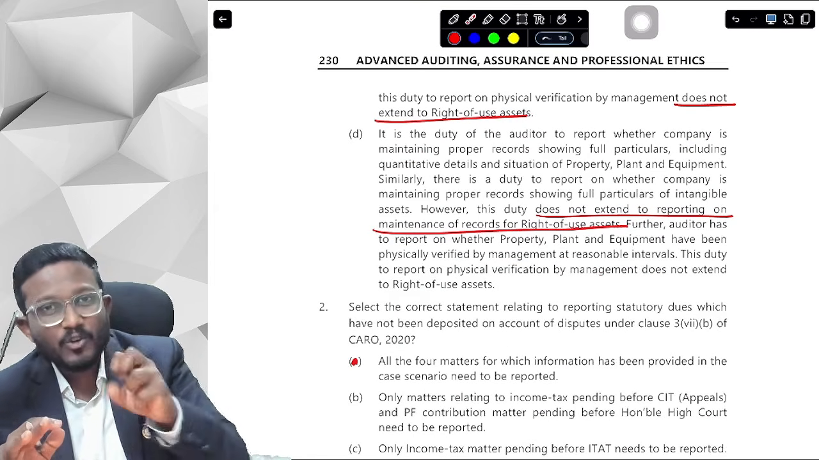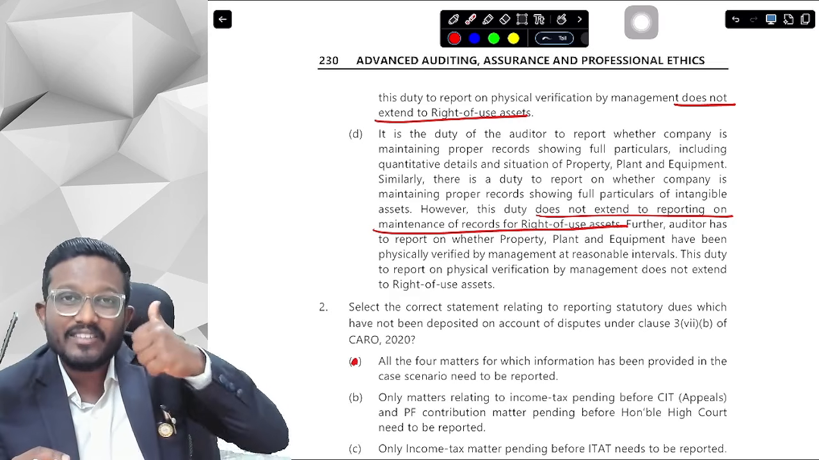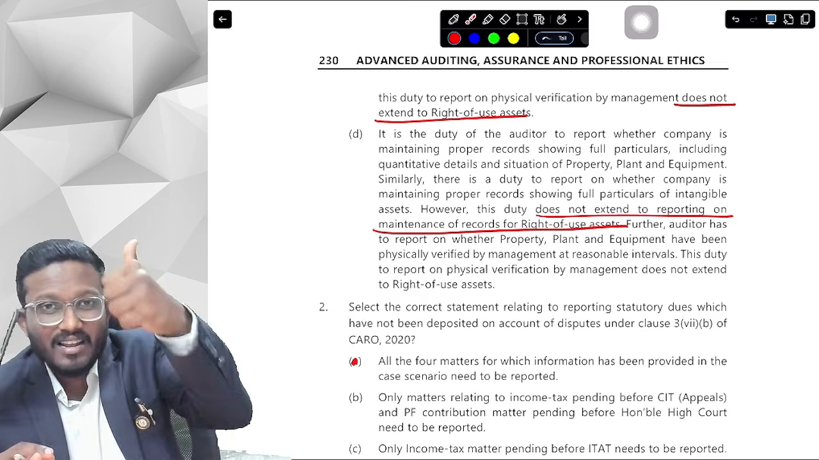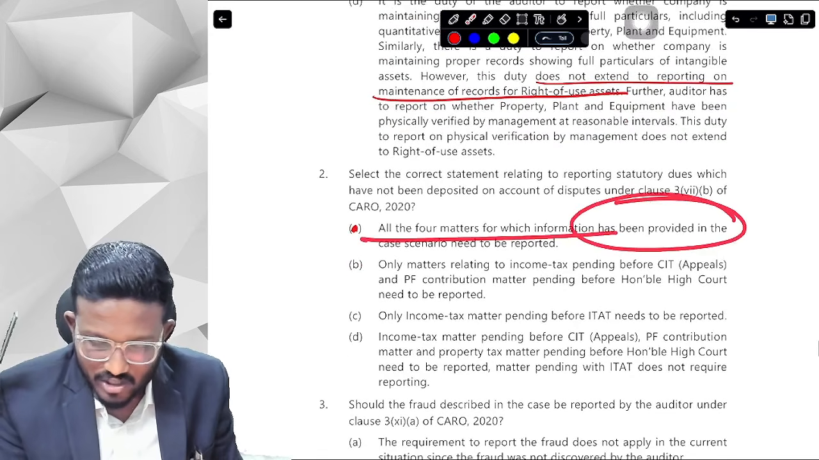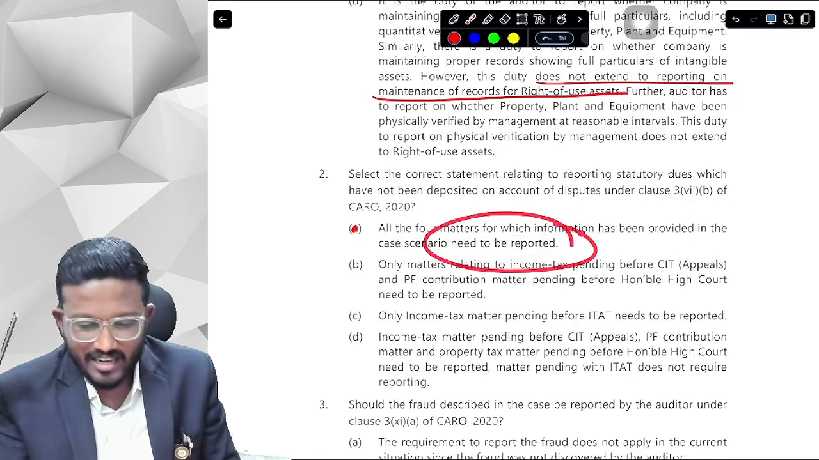Do all the statutory dues need to be reported? Yes, since all are disputed statutory dues and all are pending under a forum, I will have to report all the 4 statutory dues. So all the 4 matters given in the case scenario need to be reported.